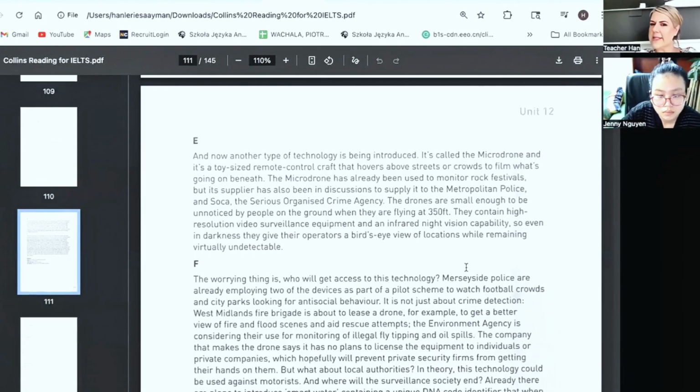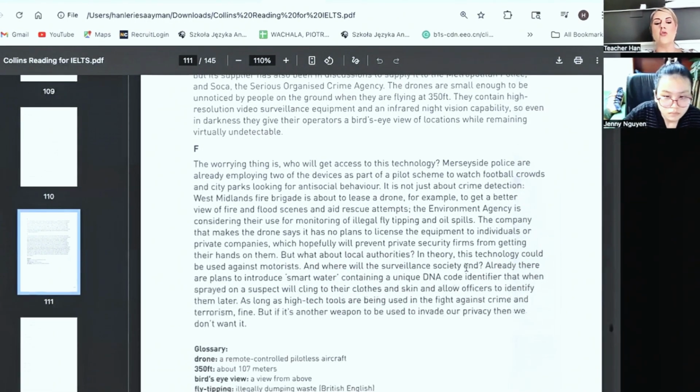Okay, so what is passage E about? They are now making another type of technology, which is called a microdrone. And what is a microdrone? It's a toy remote control craft that hovers over the street or crowds and films everything going on underneath. Yes, perfect, well done. Now, can you read for us the last passage, F?